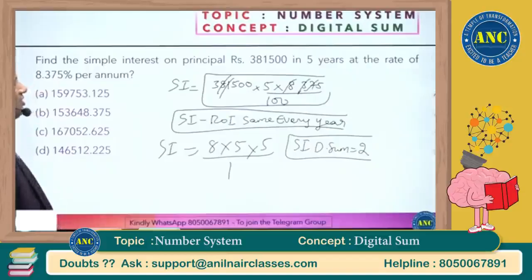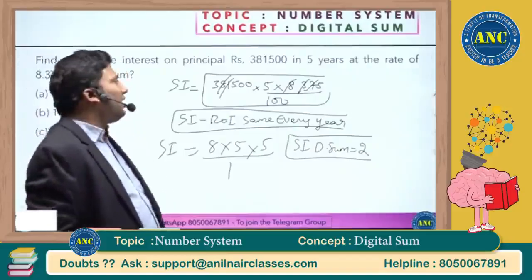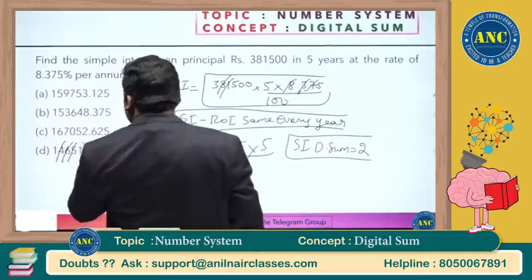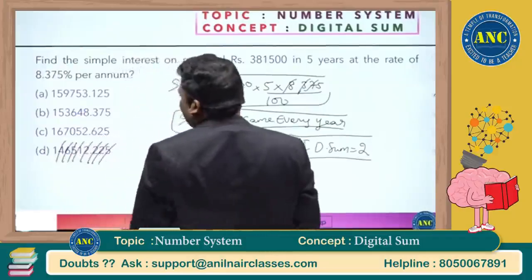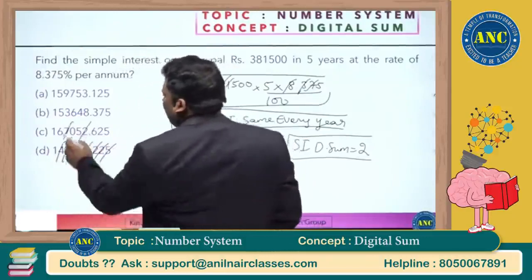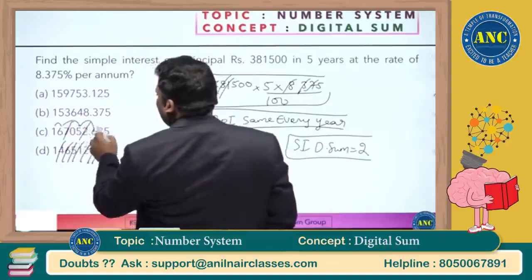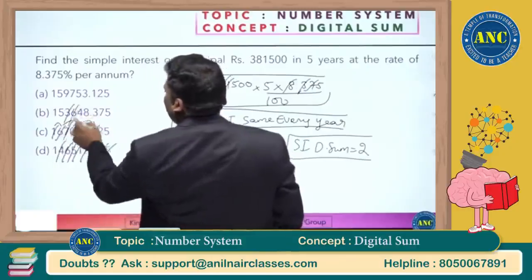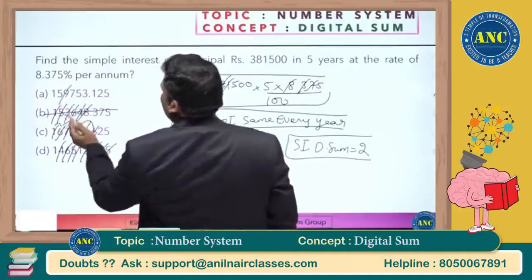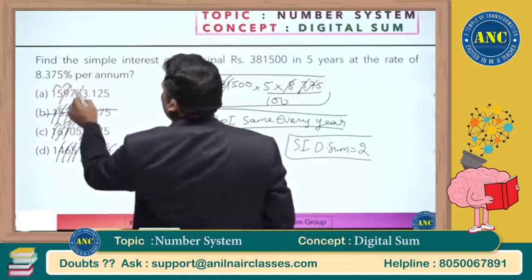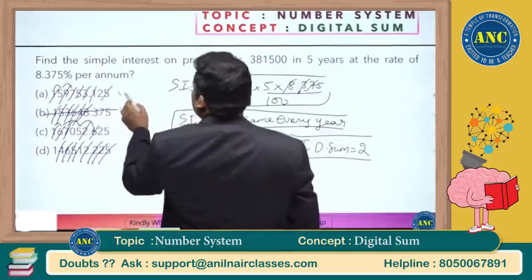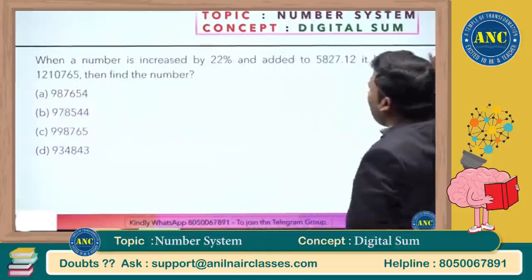First year it is 8.375. Second year it is 8.375. 5 years it is 5 into 8.375. So if I eliminate, it is 1. If I eliminate, for example, 7 plus 2, next 1. 1 plus 6 is 7. 7 plus 5, 12, 18. Eliminate the answer options. 3 plus 6, 5 plus 4. It is 10 plus 5, 9. Next one it is 1 plus 5, 6, 13, 18. 3 plus 1, 4. Answer digital sum is 2. I hope the ideas are very, very clear.